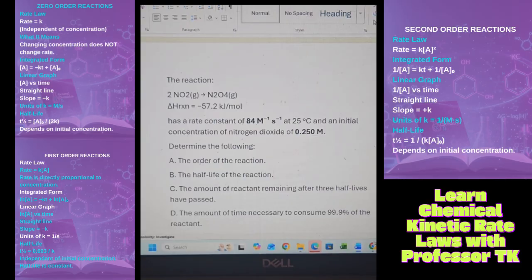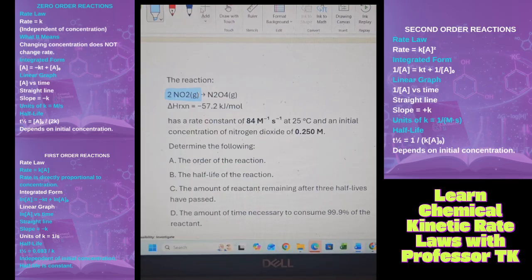So for a question like this, they're asking you to determine the rate law, okay? What we're going to do is break this down in the simplest form. But first up, let's identify all the information that's given. You have this reaction right here, right? And remember, I said we don't care about the product side.